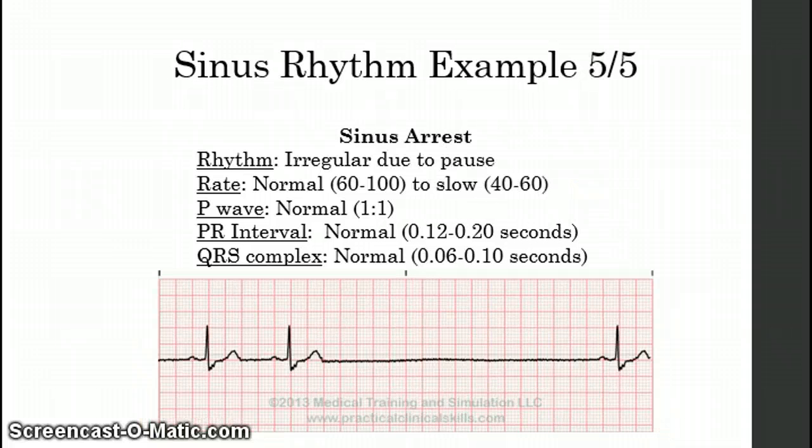Sinus arrest. In this case, there is an irregular pause in the regular rhythm. This can be caused by failure of the SA node to fire an impulse. If pauses are long or frequent, the patient will be given the same treatment as sinus brady, which is atropine or a pacemaker.